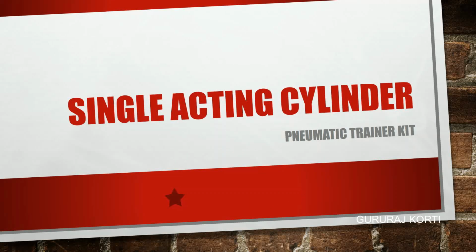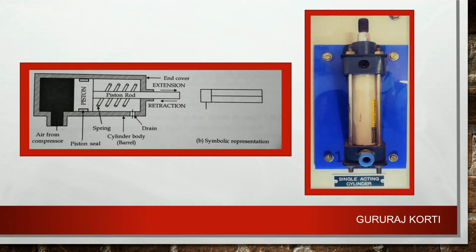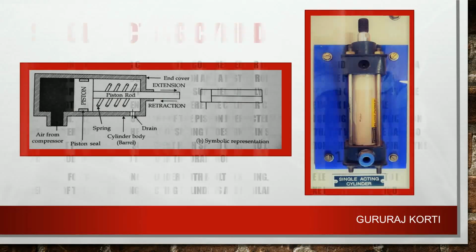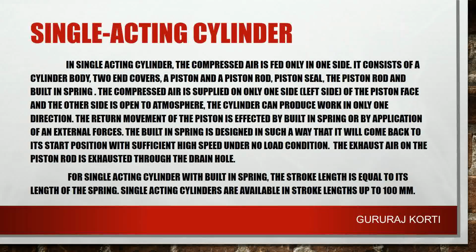Single-acting cylinder. In a single-acting cylinder, the compressed air is fed only on one side. It consists of a cylinder body, two end covers, a piston and a piston rod, piston seal, and built-in spring. The compressed air is supplied on only one side, the left side, of the piston face, and the other side is open to atmosphere. The cylinder can produce work in only one direction.